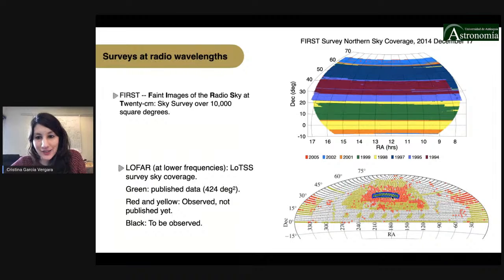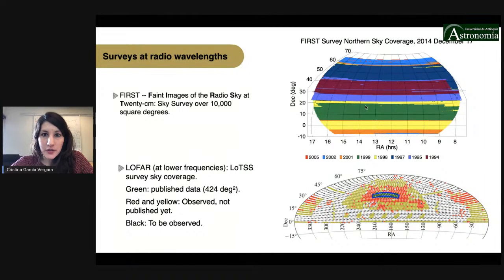Here in green is the data that is already public in data release 1. The red and yellow points are data that is already observed, but it's not public yet. But it's available for people working in the LOFAR collaboration. Will be public relatively soon. And the black points are showing the areas that are planned to be observed, but have not been observed yet.